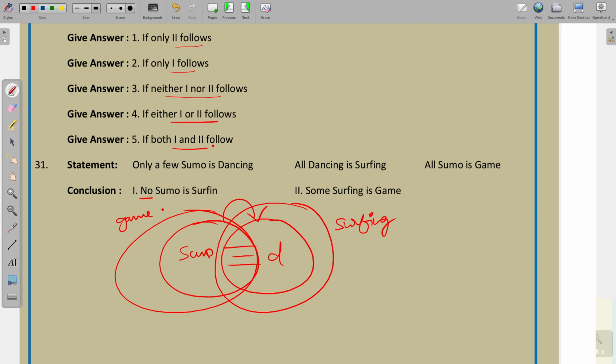So here no is not following. Okay, no అనే word is the negative relation. There is no relation here that follows. Some surfing is game. So surfing here and game here, definitely the second one follows. What is the answer here? Option 1 is the answer. Only 2 follows.